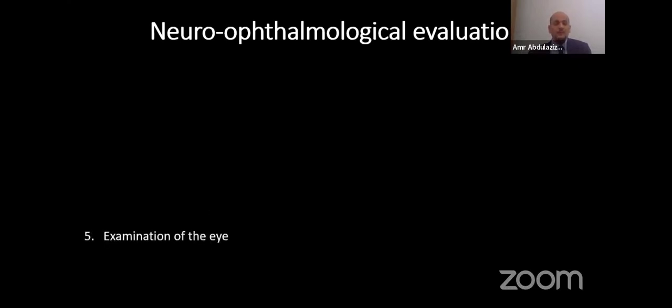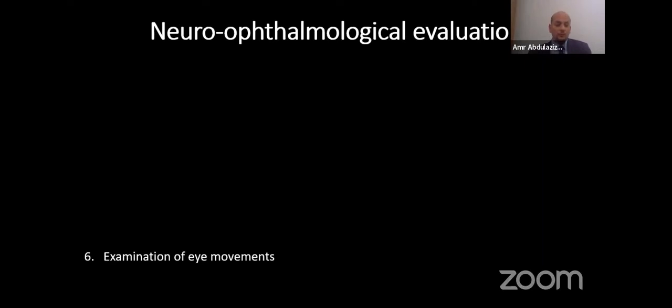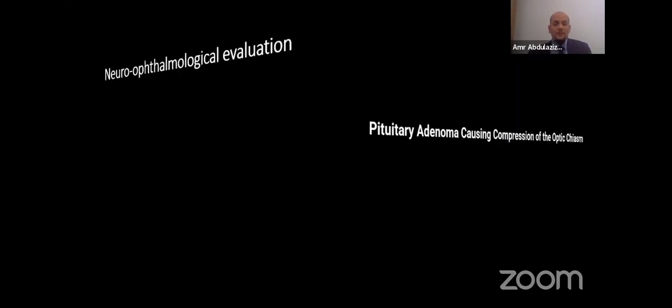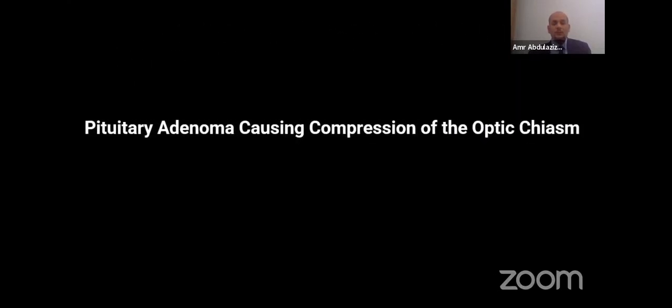Examination of the eye, of course, anterior segment and posterior segment, then examination of eye movements, motility, to check if there is any limitation of the motility, if there is any affection of the third, fourth, or sixth cranial nerve. Coming to the assessment of higher visual function. So coming to 4 common case scenarios I will present today in this talk, starting with pituitary adenoma causing compression of the optic chiasm, which is one of the very common cases in your ophthalmology clinic.